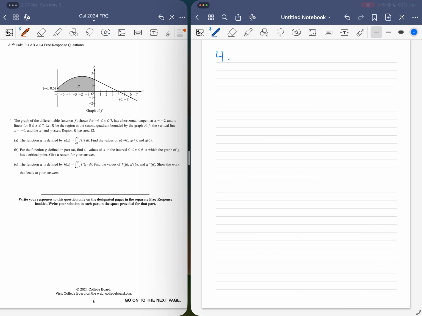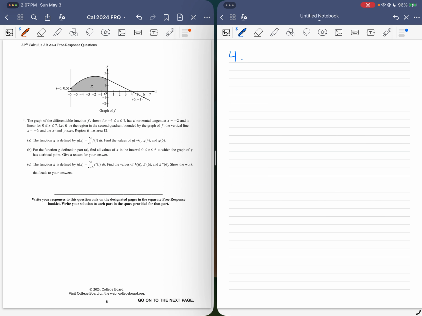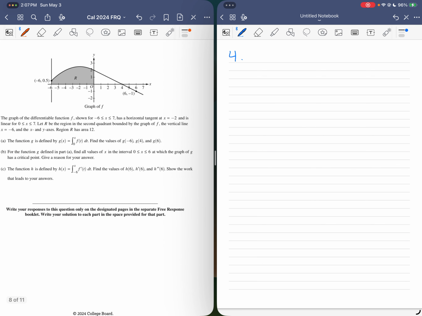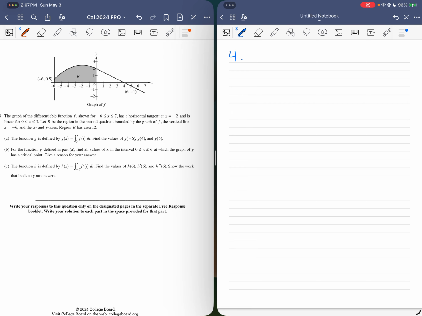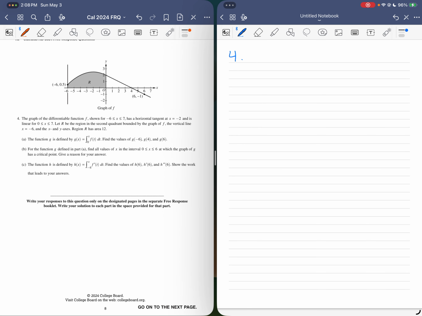This one is not that bad. I mean, this one looks challenging, but it's not. So let's do this. The graph of the differentiable function f shown for -6 to 7 has horizontal tangent at x equals -2. All right. f is linear for 0 less than or equal to x less than or equal to 7. The region R in the second quadrant is bounded by the graph of f, the vertical line x equals -6, or whatever. The function g is defined by this integral.